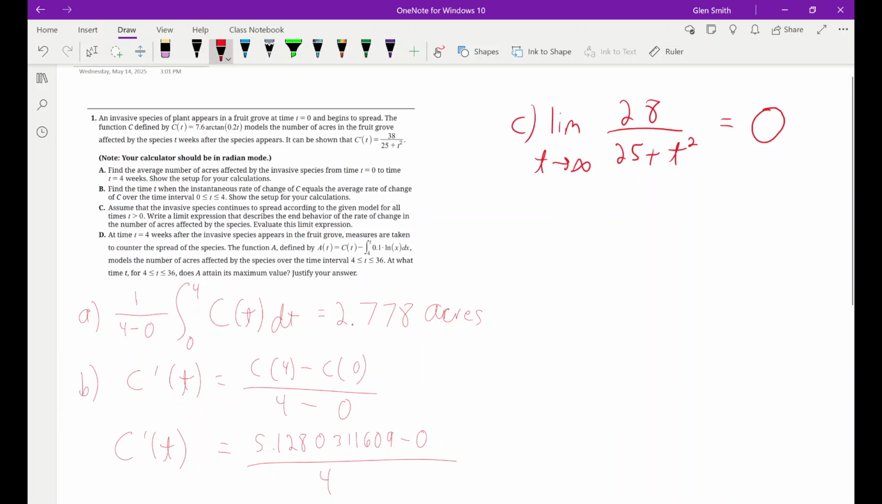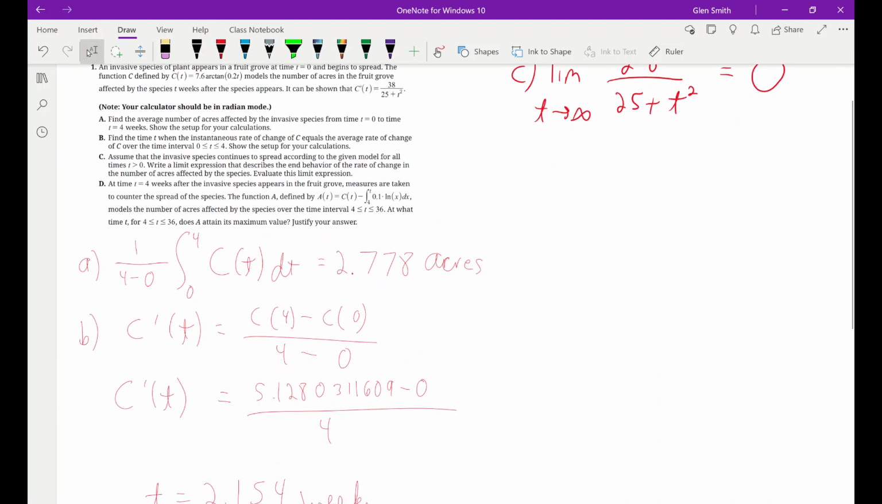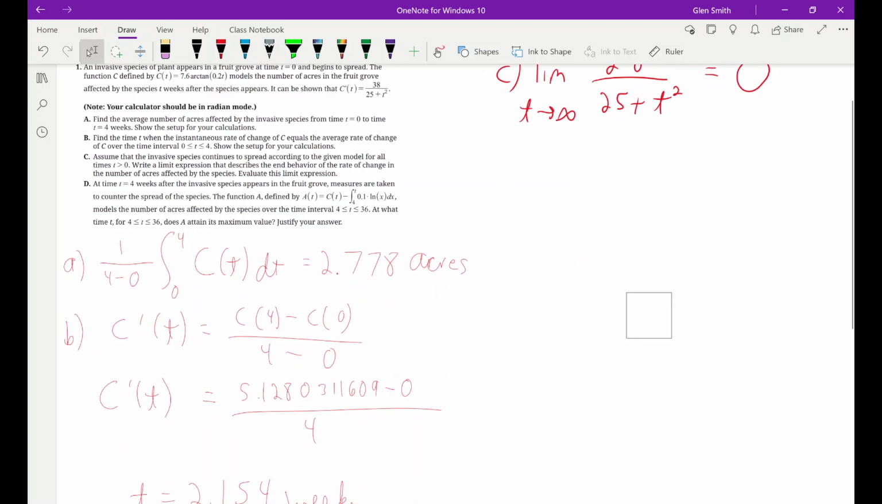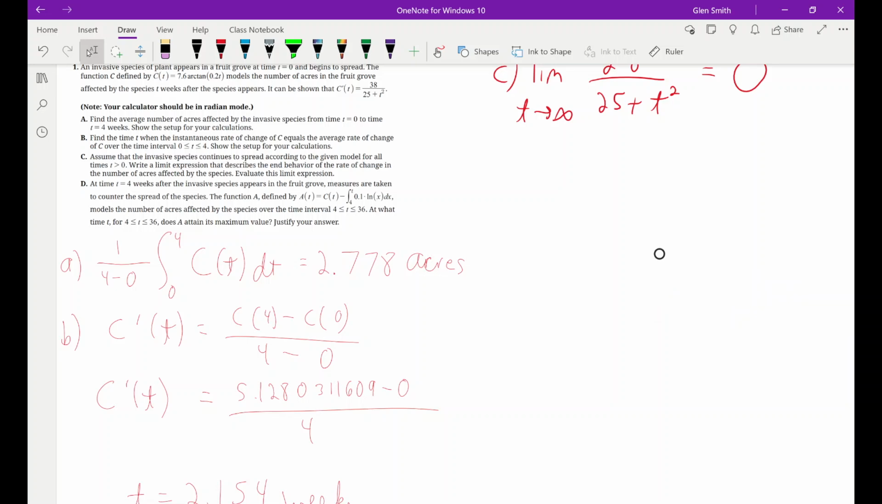And then lastly, at t equals 4, the 4 weeks after the species appears in the fruit grove, measures are taken to counter the spread. So the function a, which is defined by c minus this fancy looking integral here, models the number of acres affected after 4 to 36. At what time does a attain its maximum?